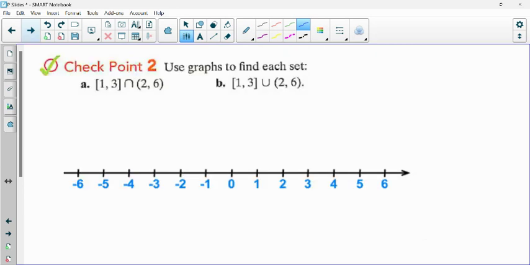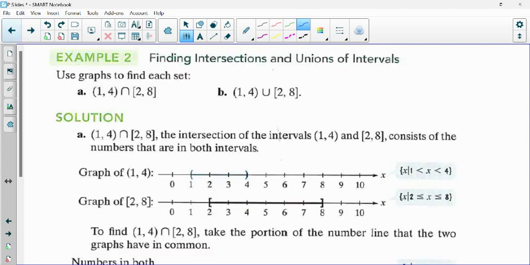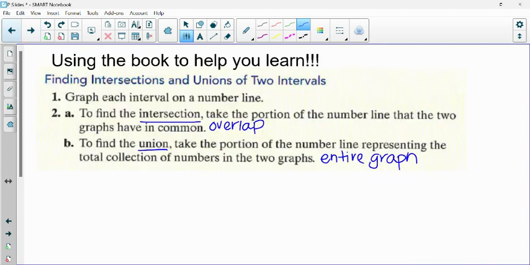Okay, so here's the checkpoint. It says use graphs to find each one. So now we're going to put our intersect and union with intervals. Okay, so go ahead and we're actually copy down step 1 also. Okay, so you can label this finding the intersection and unions of two intervals. That would be your title.